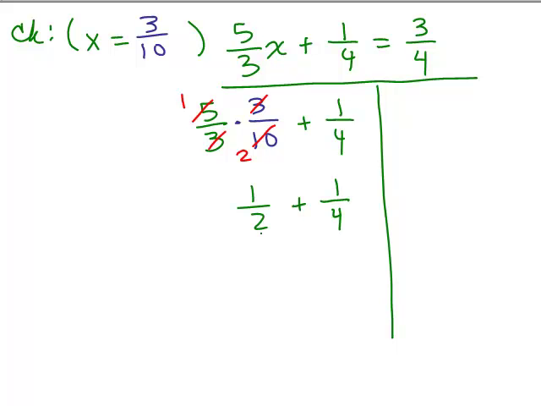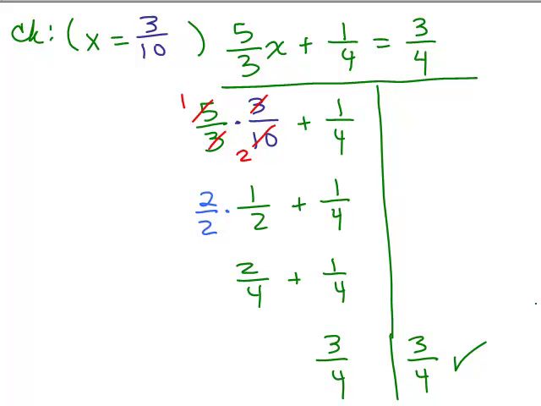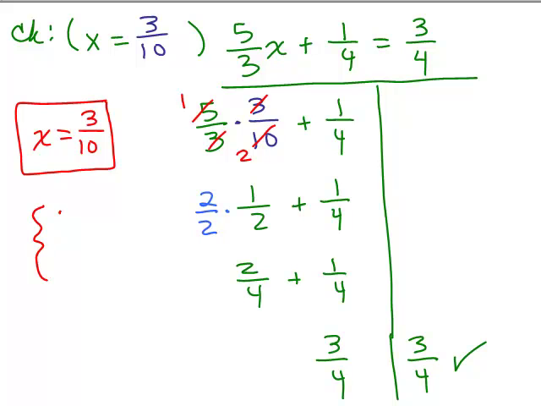And now, how do we add two fractions that have different denominators? I need to get a common denominator. So that's going to be 4. So I'm going to multiply this first fraction by 2/2 to give me 2/4 plus 1/4. And that's 3/4. So the left side simplifies to 3/4, and the right side is already simplified at 3/4. So this checks. My answer really is x equals 3/10, which of course you could write as 0.3. That's another way of writing 3/10. And if you want to be formal, we put it in braces to show that's the solution.